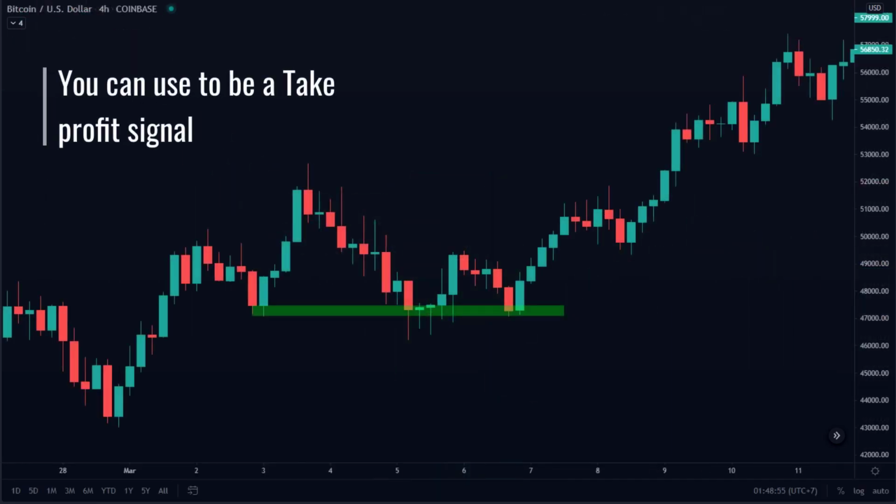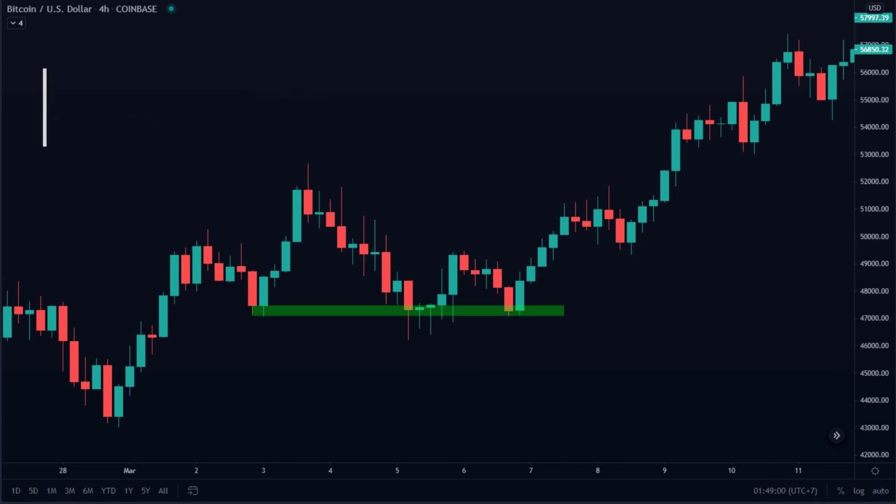Besides, you not only use it to find a good entry, but also use it as a take profit signal. If you have a selling order here, when the pattern appears on the buying zone, you can close the order.